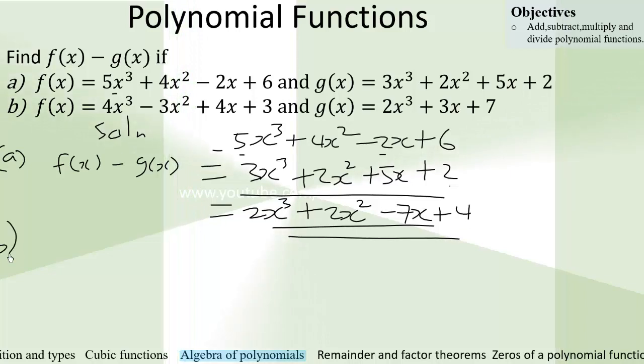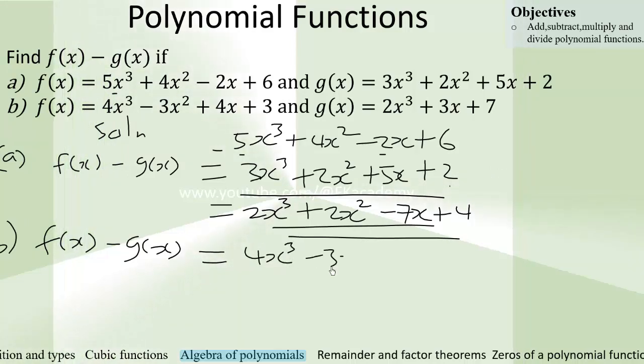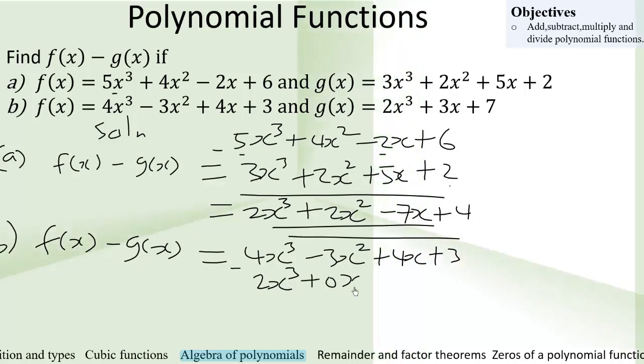Then the b part, we have 4x cubed. So we have f of x minus g of x. This will give us 4x cubed minus 3x squared plus 4x plus 3. We are subtracting g of x from it, so 2x cubed. We cannot find the x squared term, so it means the coefficient is 0, so plus 0x squared. Then we have plus 3x, then we have plus 7.